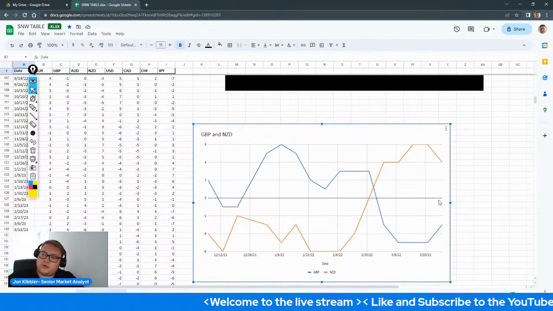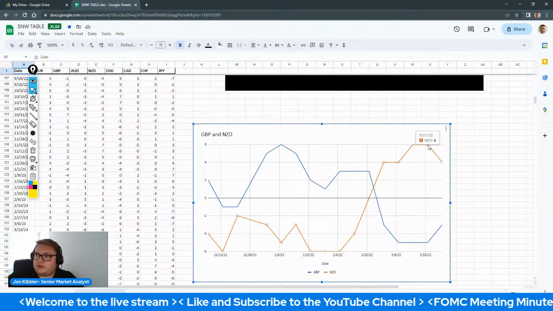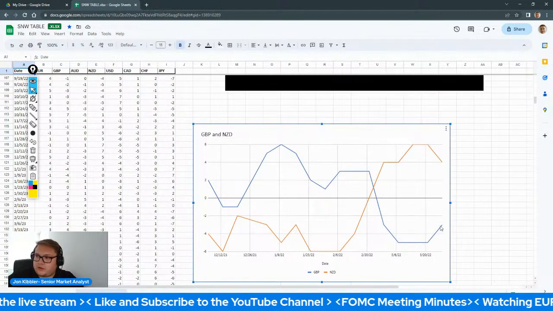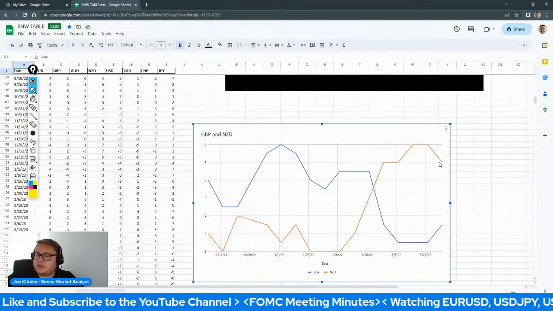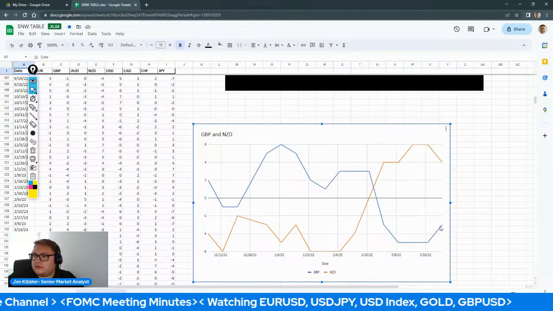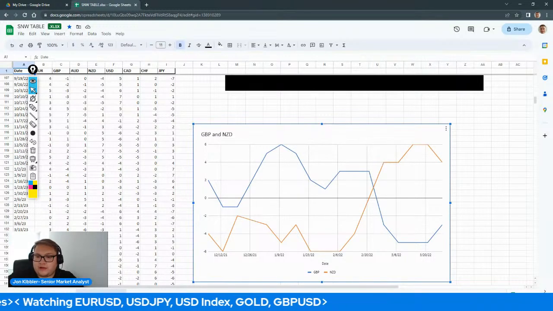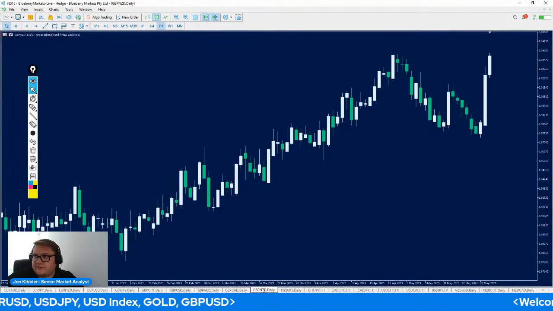That was the 20th of March, 2022, and that was suggesting that the New Zealand dollar was strong, pound was weak, but they were kind of converging towards each other. So pound Kiwi at that time could have started to look like it was going to go long around about the 20th of March 2022. Whether that followed through or not, let's have a look.